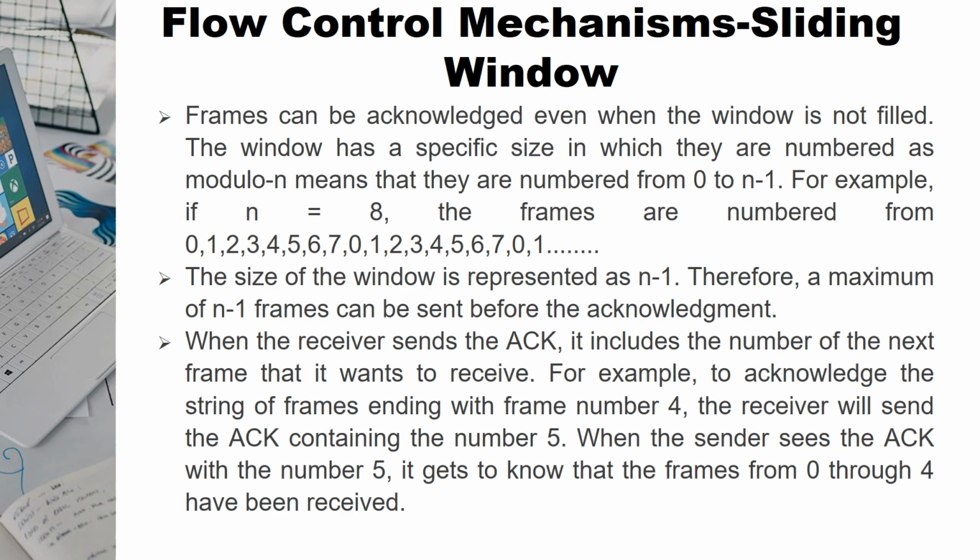So frames can be acknowledged even when the window is not filled. And the size of the window is represented as n-1. Therefore, a maximum of n-1 frames can be sent before the acknowledgement. When the receiver sends the acknowledgement, it includes the number of the next frame that it wants to receive. For example, to acknowledge the string of frames ending with frame number 4, the receiver will send the acknowledgement containing the number 5. When the sender sees the acknowledgement with the number 5, it knows that frames from 0 through 4 have been received.